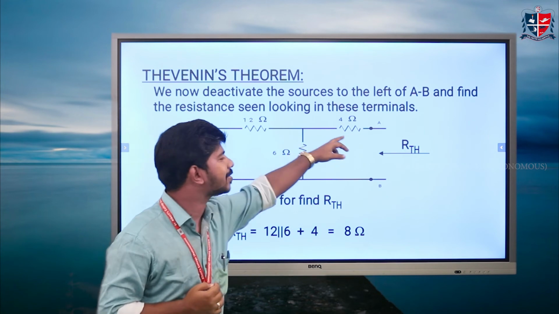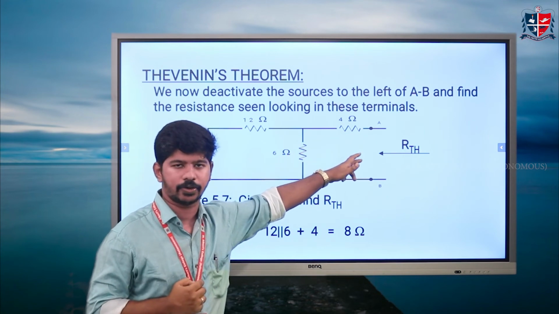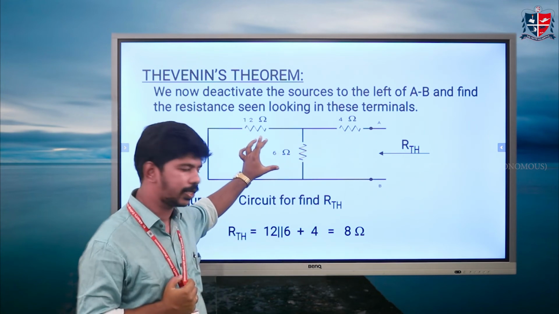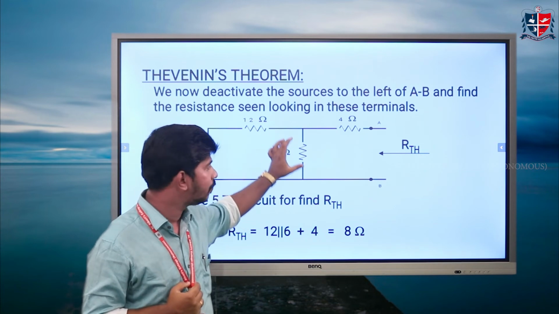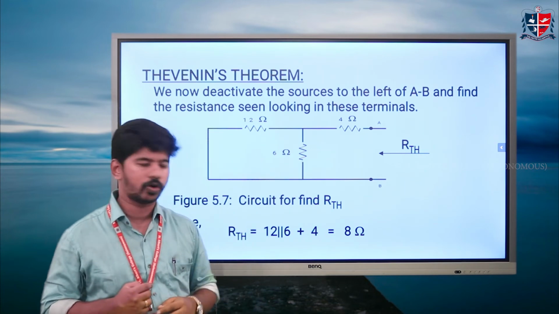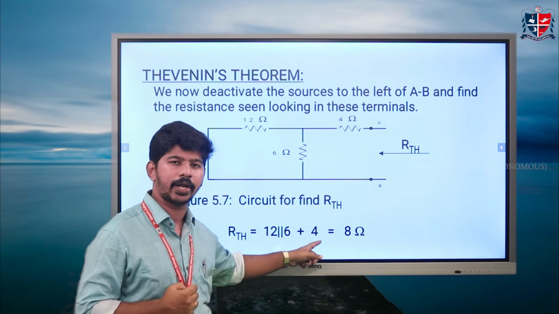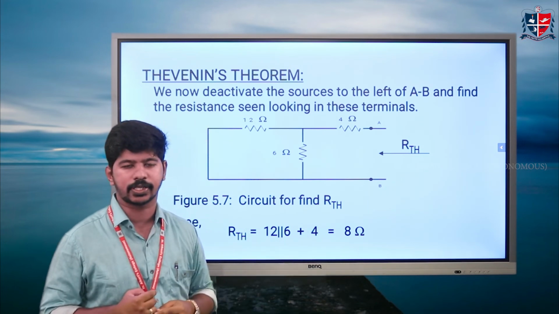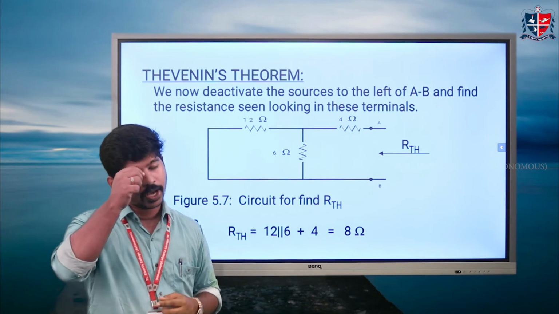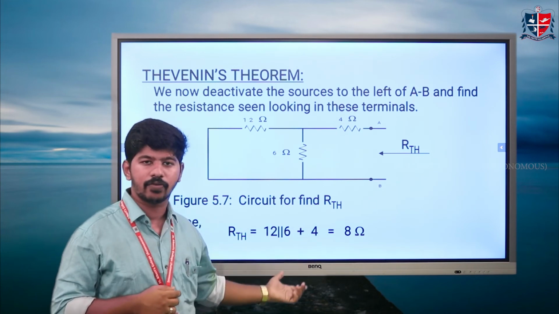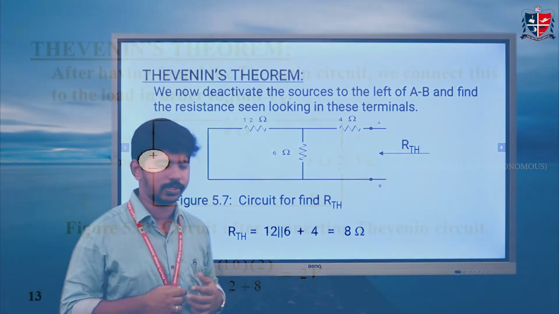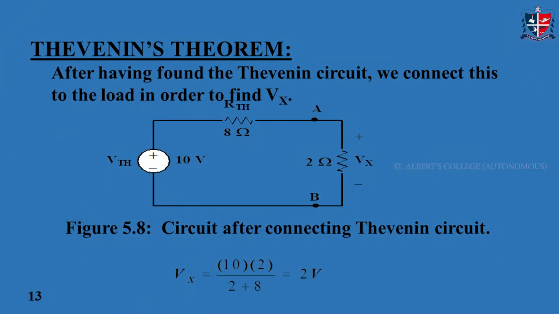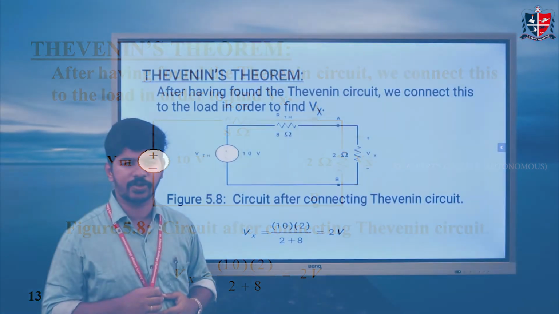Now that is in series with the 4 ohm resistor. So this 12 parallel 6, that resultant value, will be in series with our 4 ohm resistor. That is why I am adding it with the 4 ohm. So our total resistance, the Thevenin resistance, will be equal to 8 ohm. So we have determined now the Thevenin voltage as well as the Thevenin resistance. Now what we can do? We can replace that entire circuit by a Thevenin voltage which is connected in series with the Thevenin resistance.